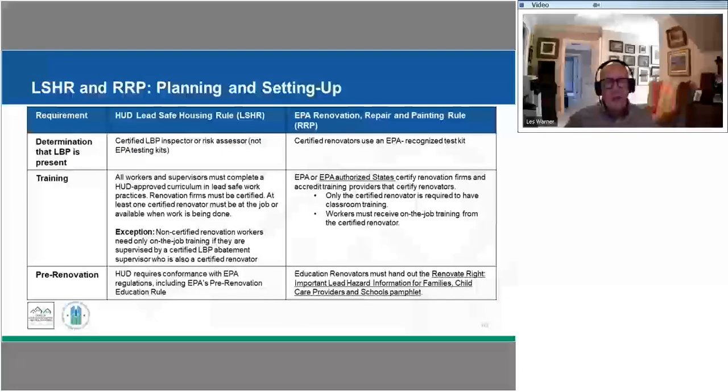So I want to quickly walk through some of the key differences between the lead-safe housing rule and the Renovate, Repair, and Paint rule of the EPA.